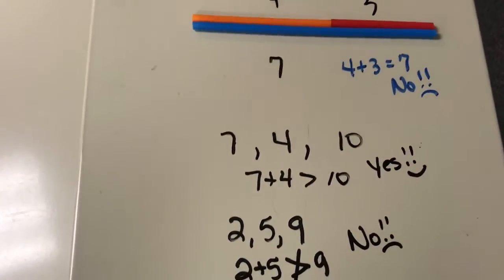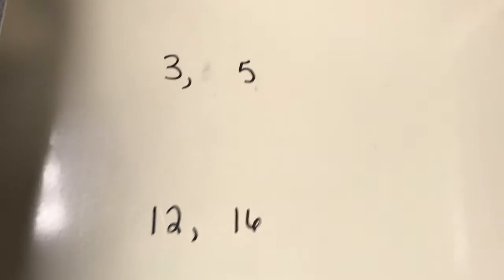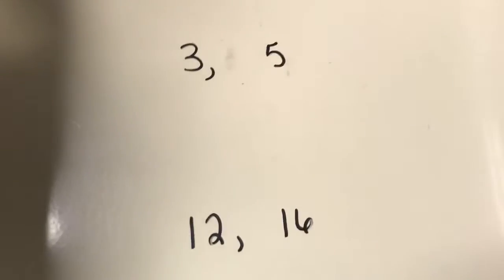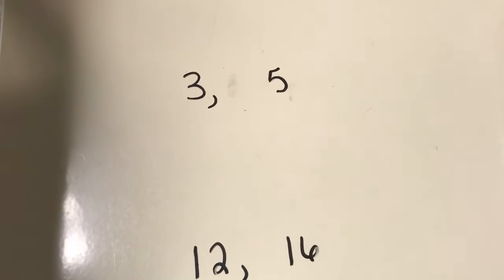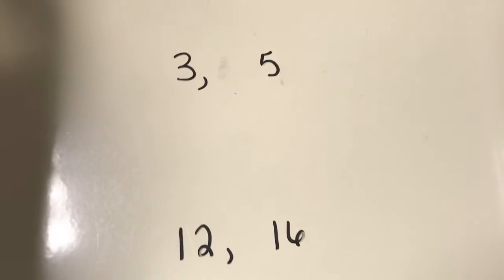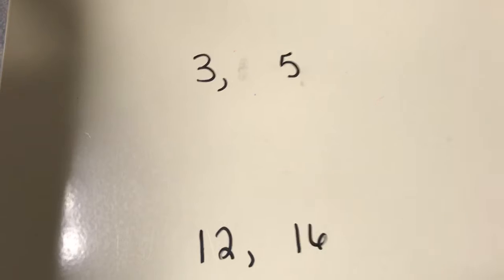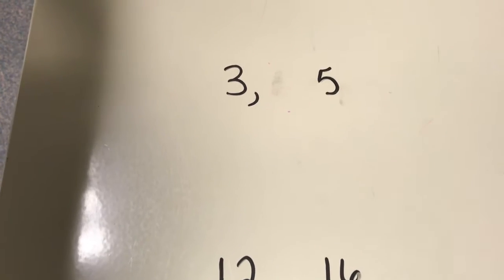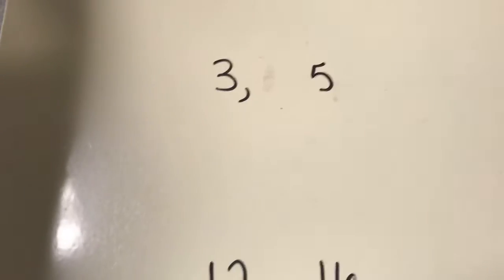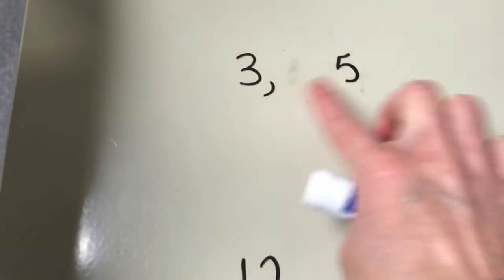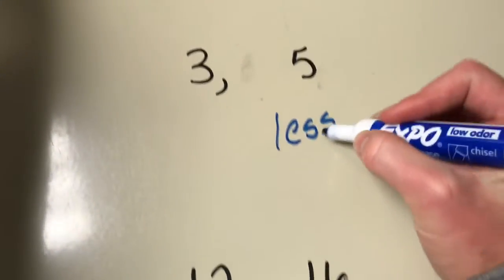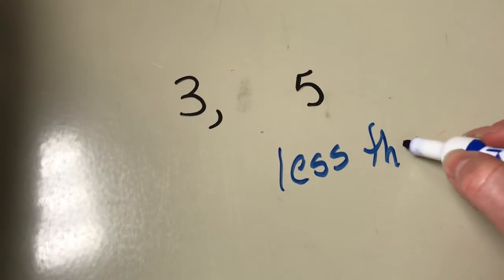All right, let's go a step further, and let's find the range of the possible third side if we have these 2 sides. So let's pretend that 3 and 5 are the 2 smaller sides. What do you think the third side has to be less than? Yeah, if we add 3 plus 5, it can't be 8. So it has to be less than 8.